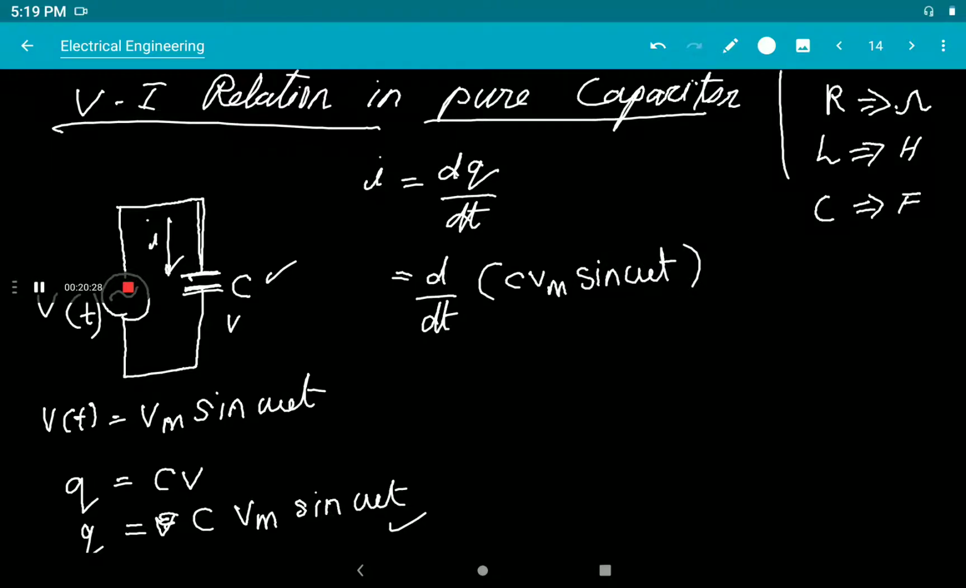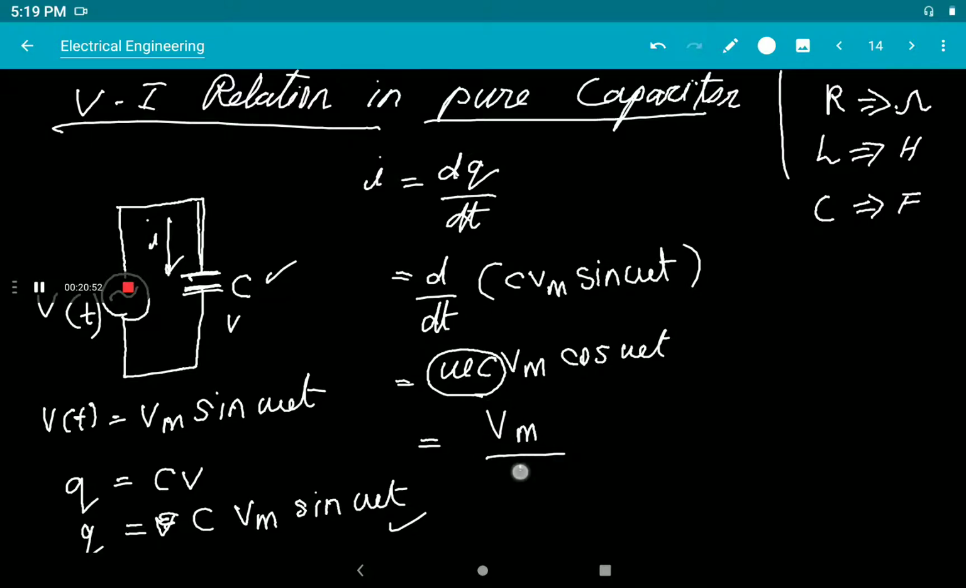From this, d by dt of sin omega t is omega cos omega t, so we get omega C Vm cos omega t. The constant term Vm by 1 by omega C, that is, omega C, gives the term called capacitive reactance, so we take it in the denominator, with cos omega t. Now to represent this equation as a sinusoidal waveform, we have to change cos into sin. So how can cos omega t be changed into sin omega t? Sin of omega t plus pi by 2.